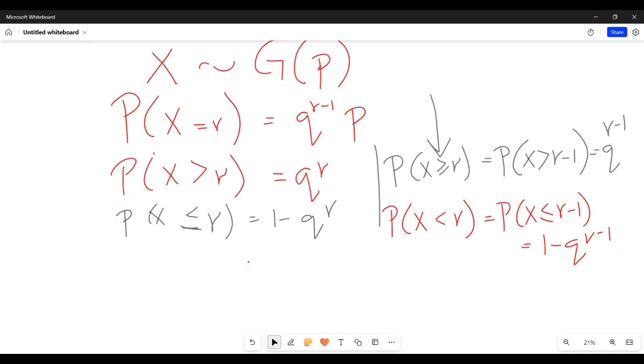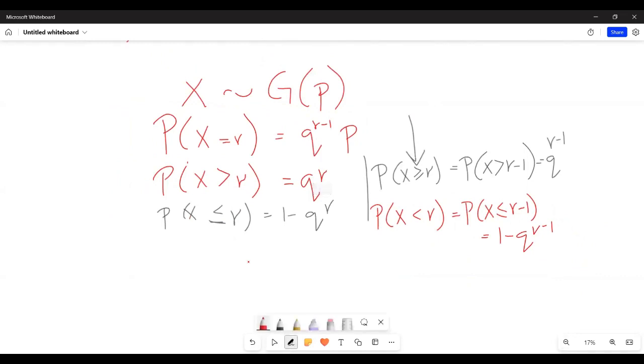Similarly, the mean in this distribution is just 1 upon probability, 1/P. And the standard deviation is square root of Q square upon P.